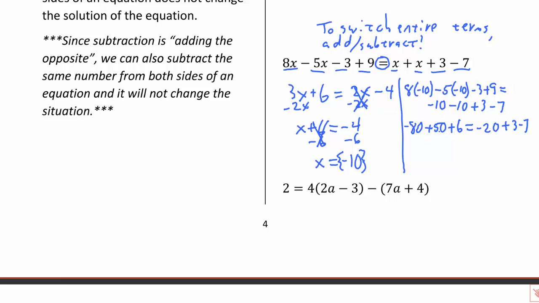Negative 80 plus 50 is negative 30, because you subtract and you use the sign of the larger number. Plus 6 is equal to negative 20 plus 3 is negative 17, and then minus 7. Negative 30 plus 6 is negative 24, is equal to negative 17 minus 7, which is negative 24. Excellent. That checks out. That means that negative 10 is, in fact, the solution to this linear equation.